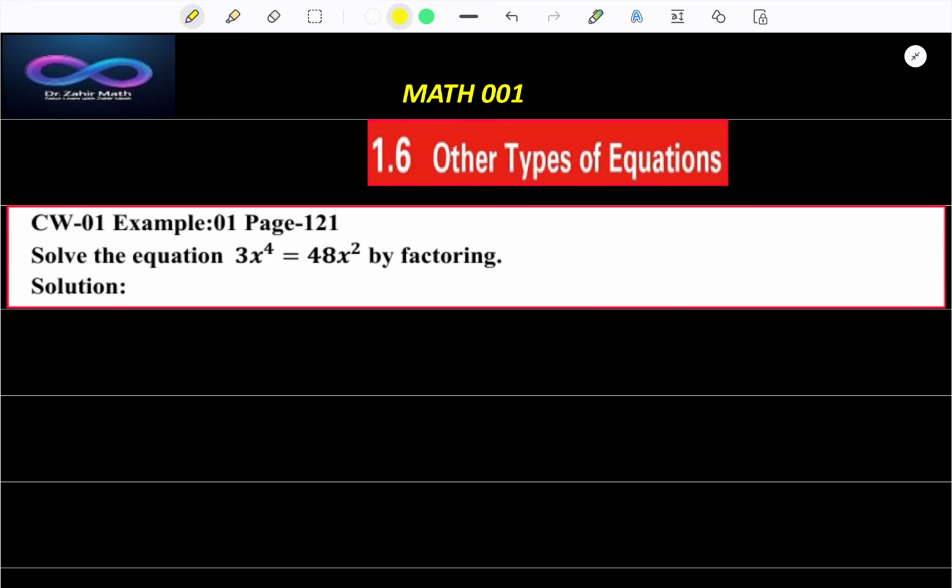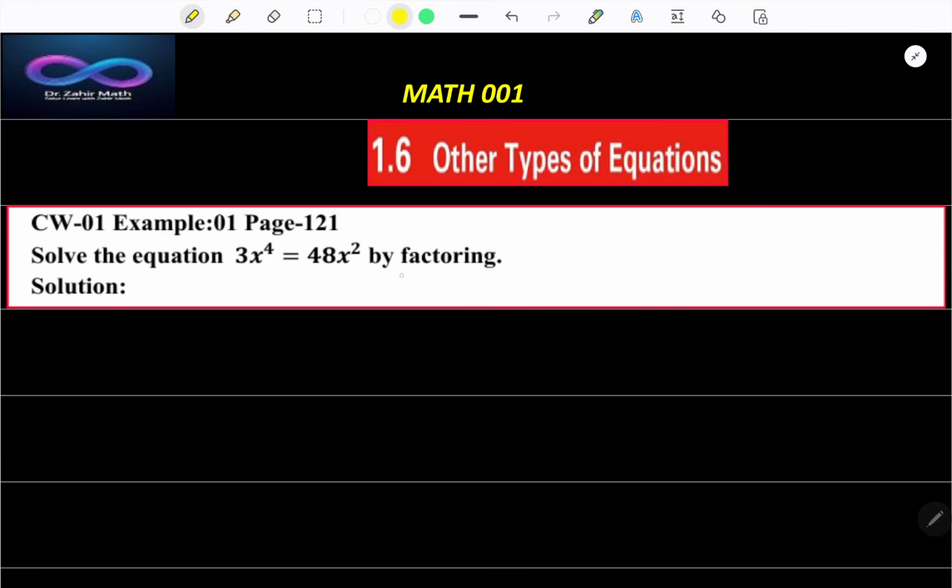In today's video, we will cover module 2, exercise number 1.6, where we will focus on polynomial equations, radical equations and rational equations. Three types of equations we are going to concentrate on. What are they? Polynomial. Radical means what? Square root. Rational equations.